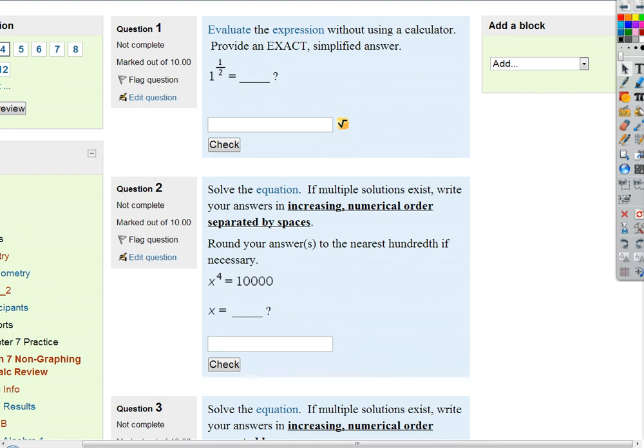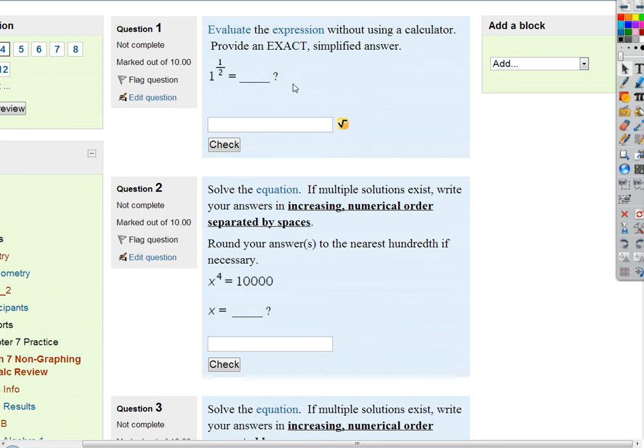This is non-graphing calculator stuff, so I might pull up the graphing calculator just to do calculations. I don't have a different one up here, but we may not even need to do that. Okay, so properties of exponents. 1 to the 1/2. What is that?